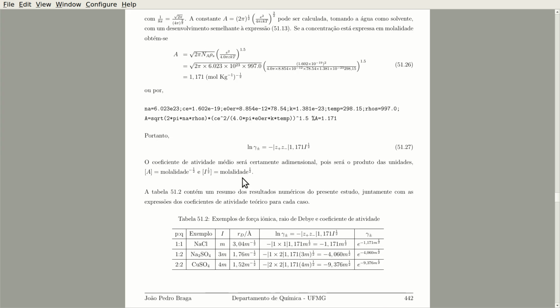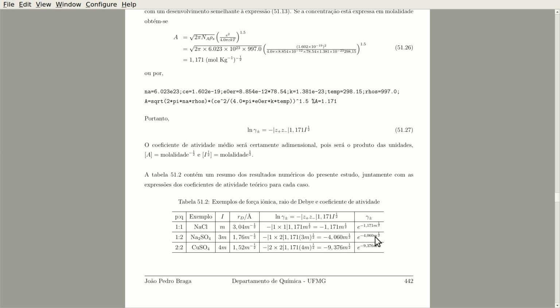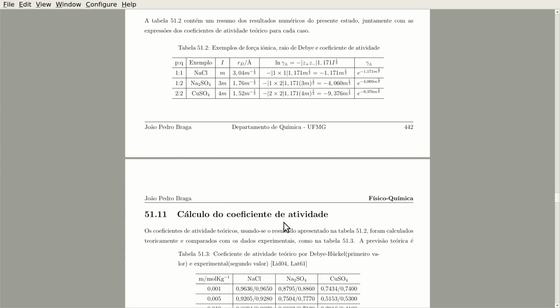I summarized this chapter in 2 tables and 1 graph. The first table is this one, in which I put the prototype system, the ionic strength, the Debye radius, the logarithm of the mean gamma, and the gamma itself. So it's a very simple expression, and as we are going to see, it gives very good results for dilute solutions.